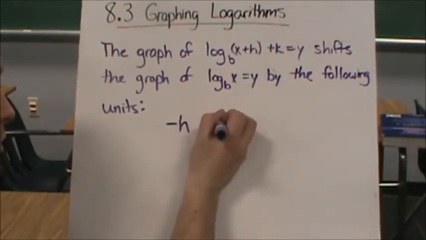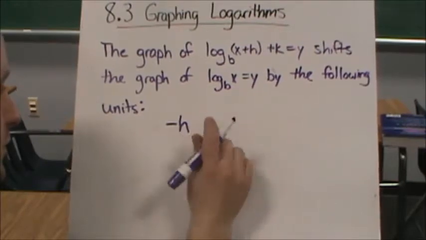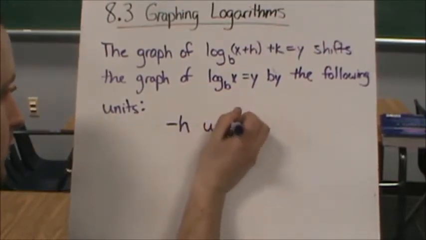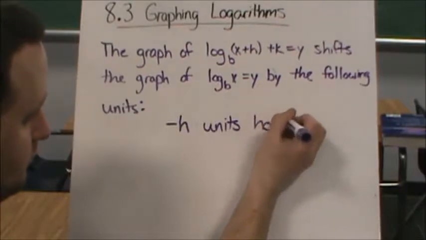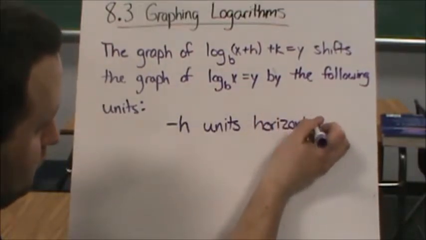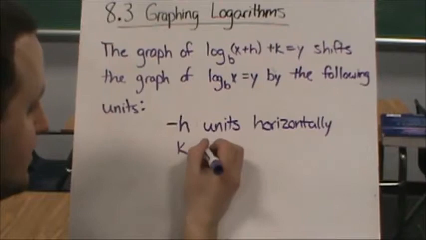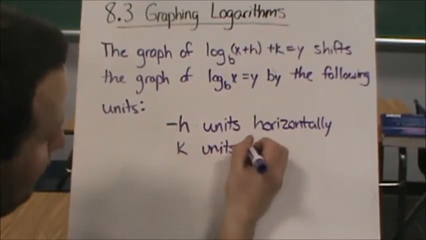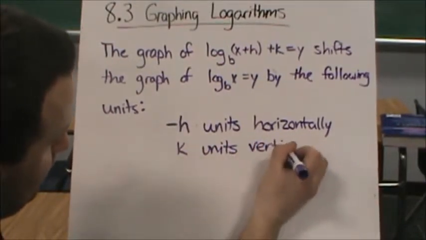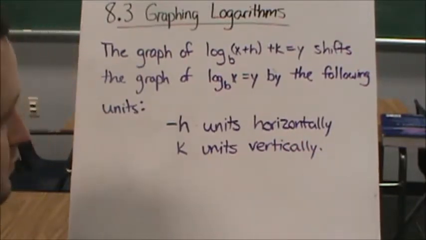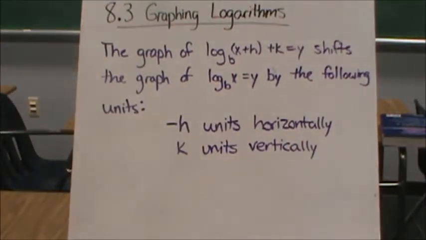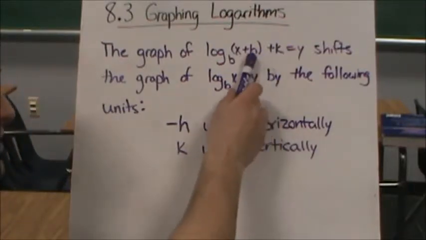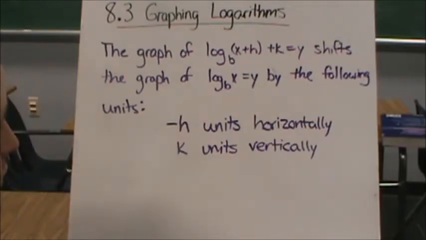Negative h units horizontally, and k units vertically. So same as exponentials and radical functions, the graph of log base b of (x plus h) plus k equals y just shifts log base b of x equals y, negative h units horizontally and k units vertically.